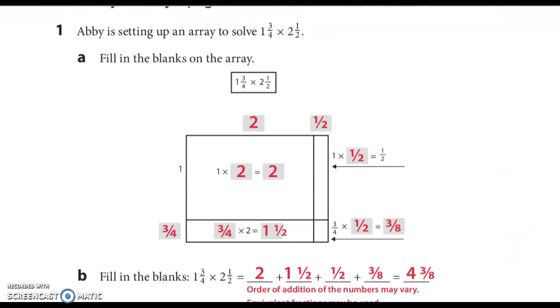Now I'm switching over to your home connections page 129. We've got Abby's arrays. She's setting up an array to solve 1 3/4 times 2 1/2. You can see how she set up her array here. 2 1/2, and then 1 3/4. 1 times 2 is 2. 1 times 1/2 is 1/2. 2 times 3/4 is 1 1/2, or 3/2. And then over here, 3/4 times 1/2 is 3/8.